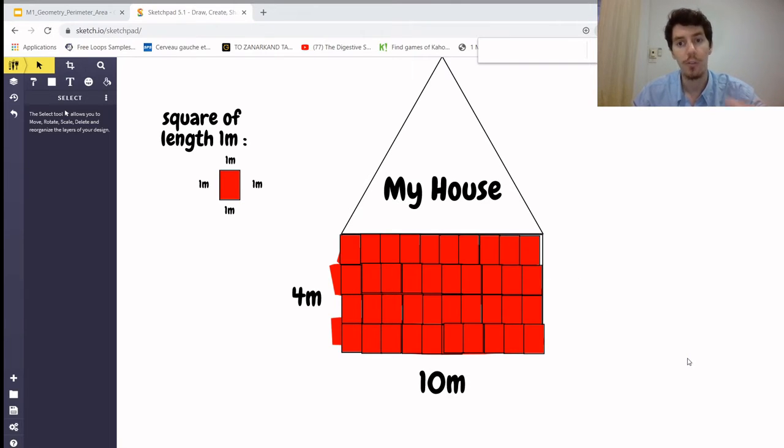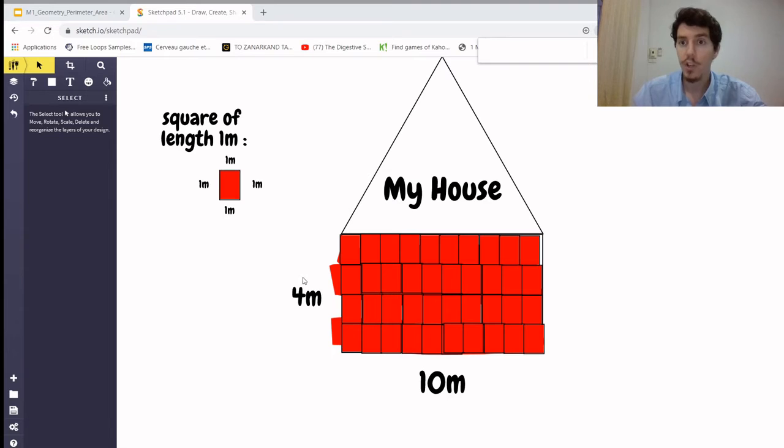How can we know that there are 40 squares here? Okay guys, so remember this small red square, I choose a dimension, the length of 1 meter, right? So 1 is not any number, okay? 1 is a very nice number, right? You know why? 1 is nice because we can divide any number by 1, right?